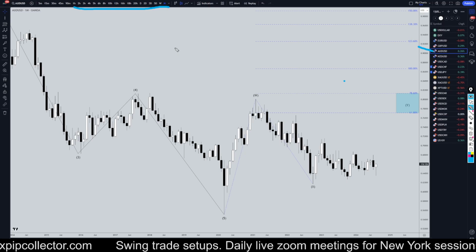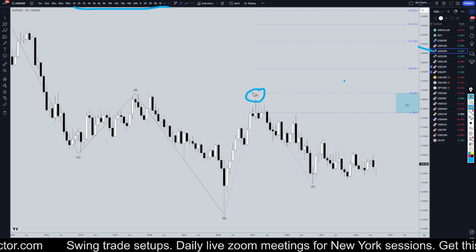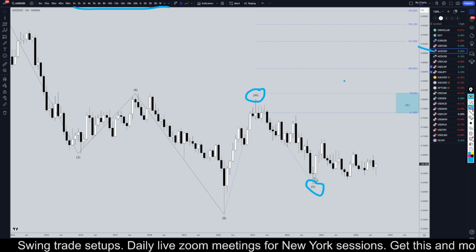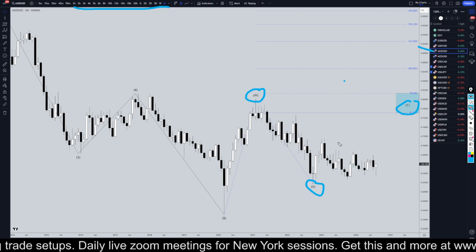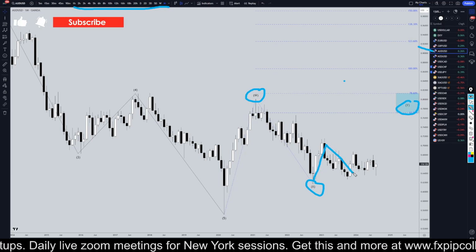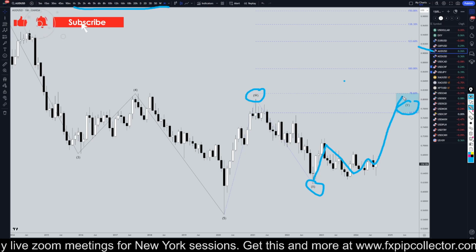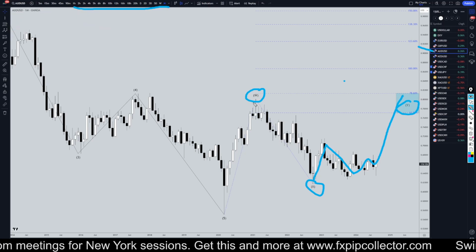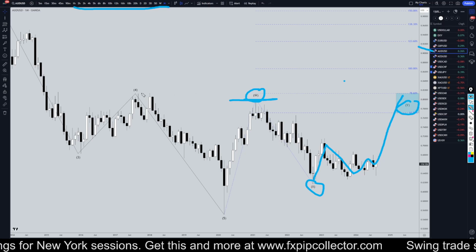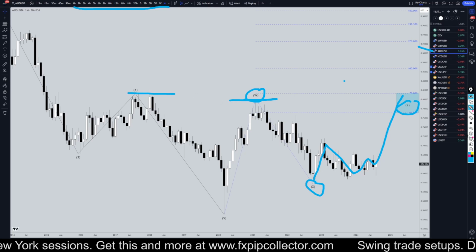So on the Aussie dollar monthly, I still think this is a wave W, I still think this is a wave X, and I think we need to make three waves for the wave Y. We need to have an A of Y, a B of Y, and I think we need to go up for a wave C of wave Y, which I still think is likely to go up eventually and take out the high of wave W and the high of wave 4.